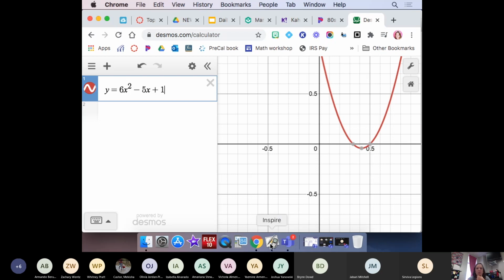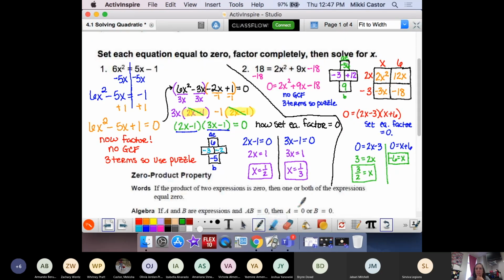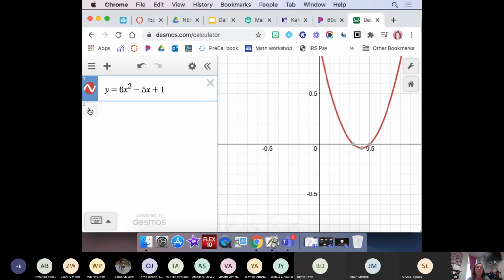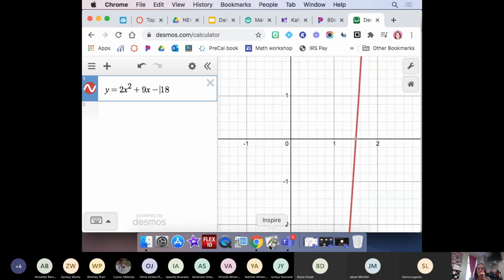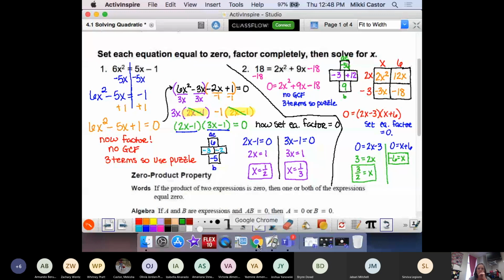So anytime you come up with a real funky solution, I definitely do the checks on those. So we could do the same thing with this one. Use your 0 equals, so this would become your y. So y equals 2x squared plus 9x minus 18. So let's check that one. I think it was minus 18. When we solved this one, our answers were 3/2 and -6.